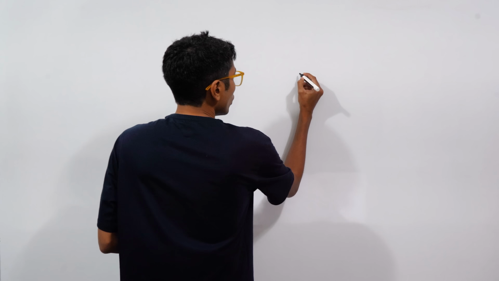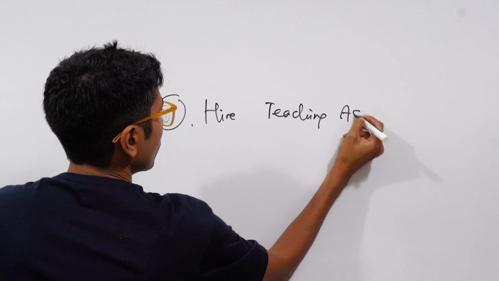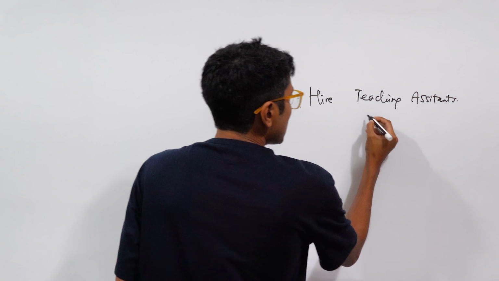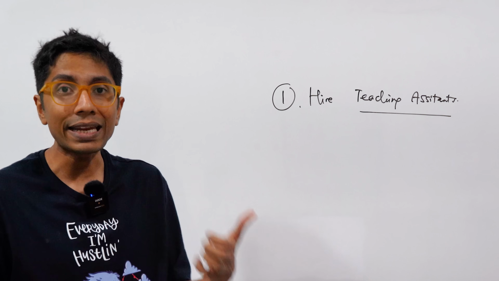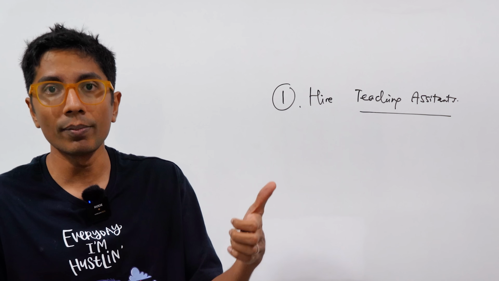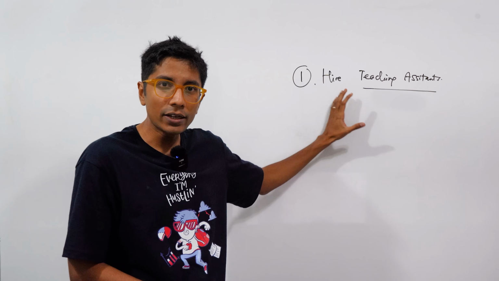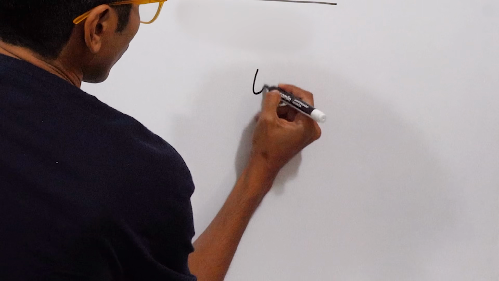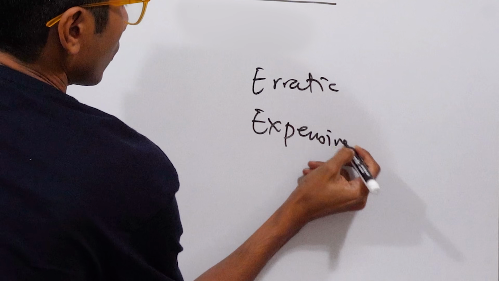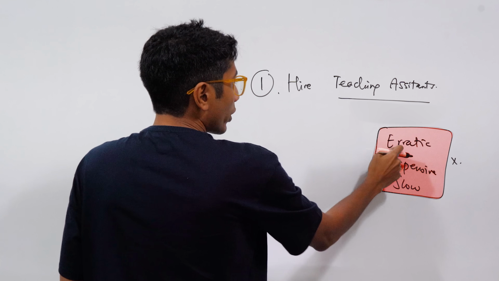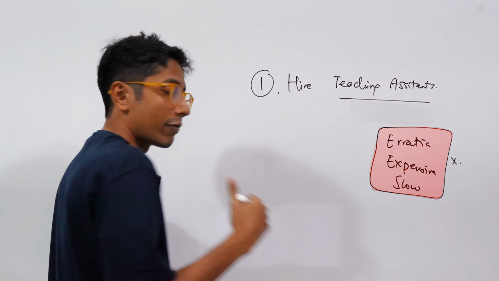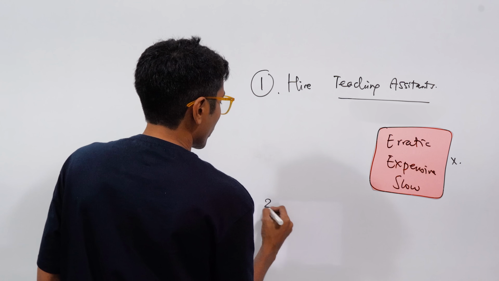Now, there are two ways to do this. One is what a lot of people do, which is hiring teaching assistants. This, of course, is expensive, not just in terms of paying salaries, but also in terms of training people, getting their responses up to the mark. So, the human element is a bit erratic, expensive, and slow. If you can't afford it, or if you don't have the people to train them, or if you want to get very fast responses, there's option number 2.